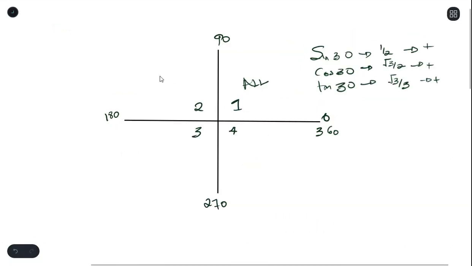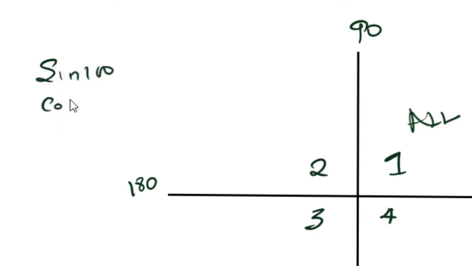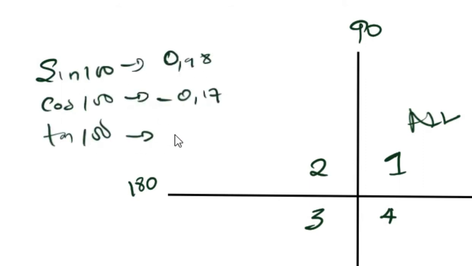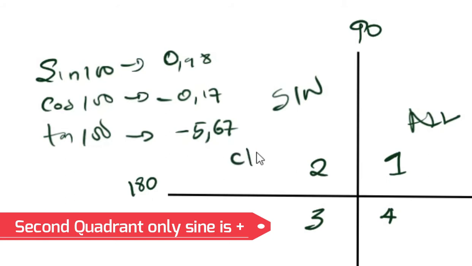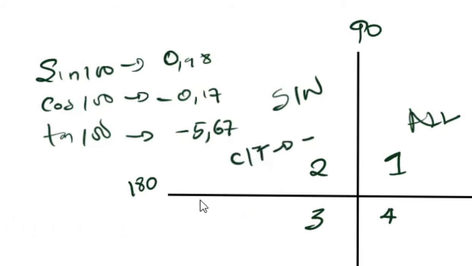While for the second quadrant, we try out a value that falls between 90 and 180. So let's say we put in 100. We notice that only sine is positive. However, your cos and your tan give you a negative answer.